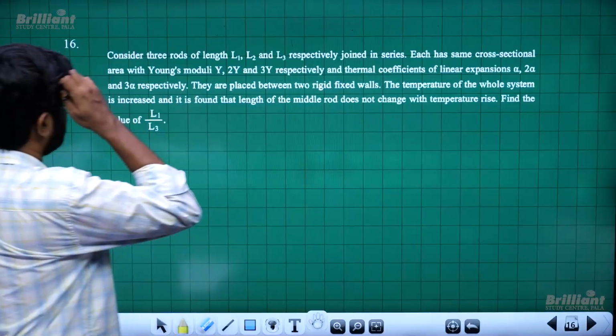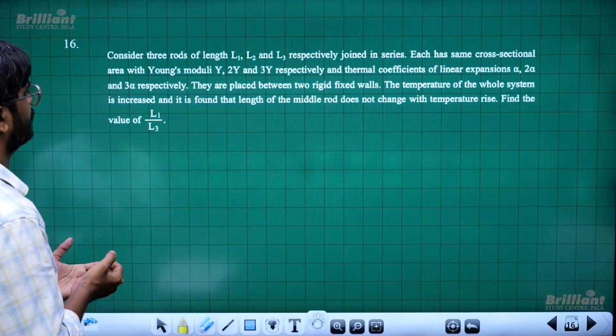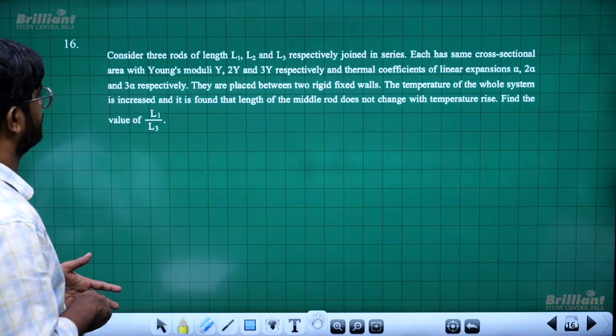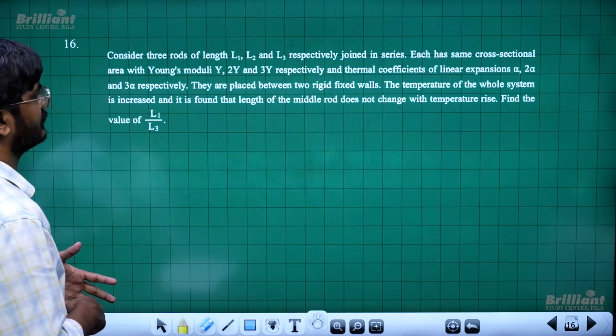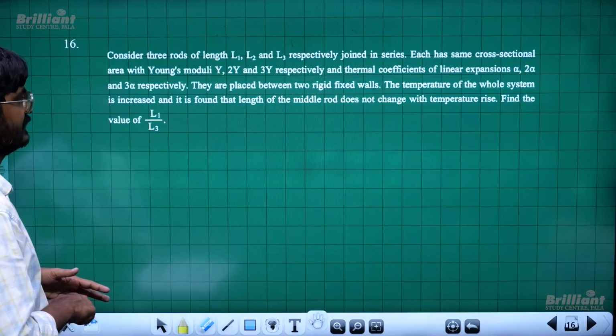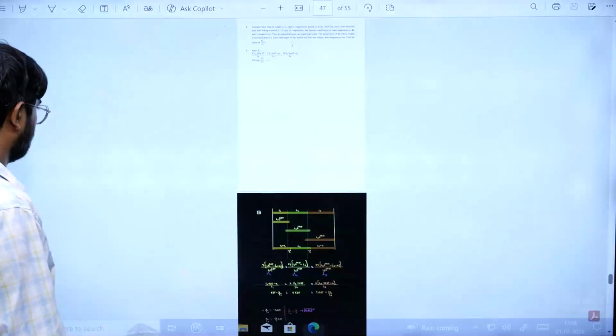Consider 3 rods of length L1, L2, L3 joined in series. Each has some cross section area with Young's modulus Y, 2Y, 3Y respectively, and thermal coefficients of linear expansion are alpha, 2 alpha and 3 alpha respectively. They are placed between two rigid fixed walls. The temperature of the whole system is increased and it is found that the length of the middle rod does not change with temperature rise. Find the value of L1 by L3.